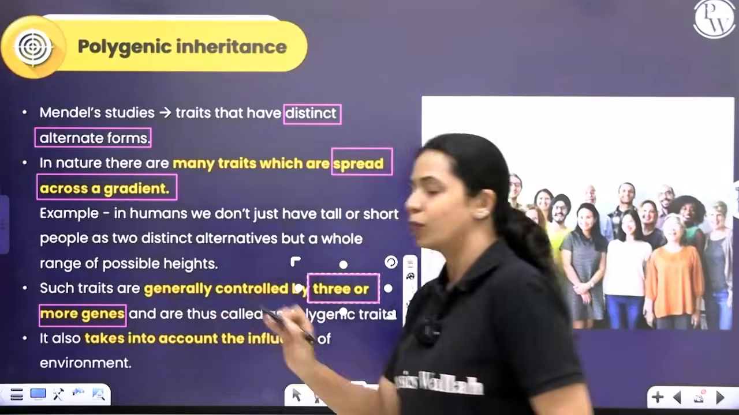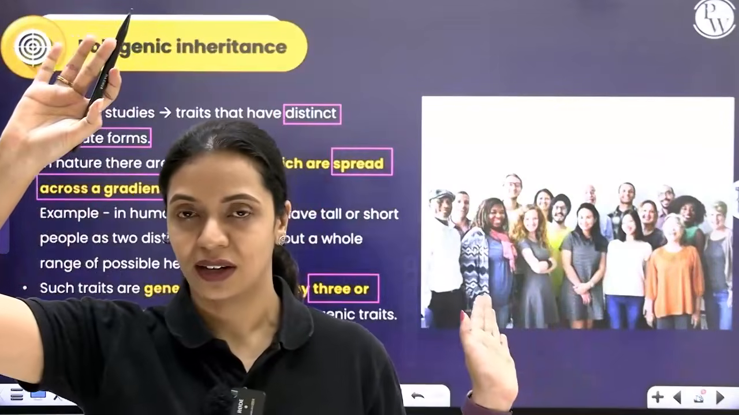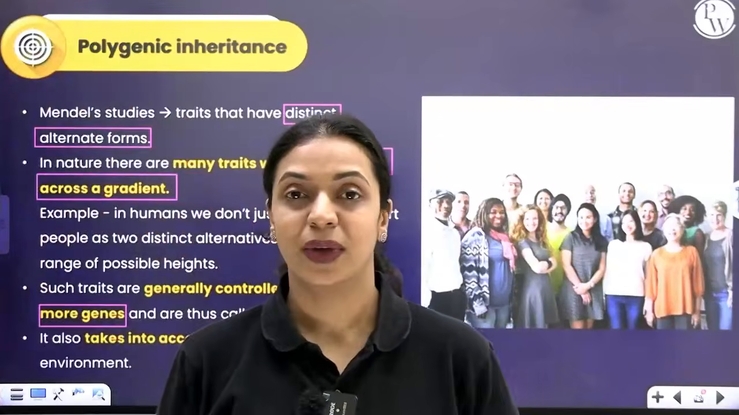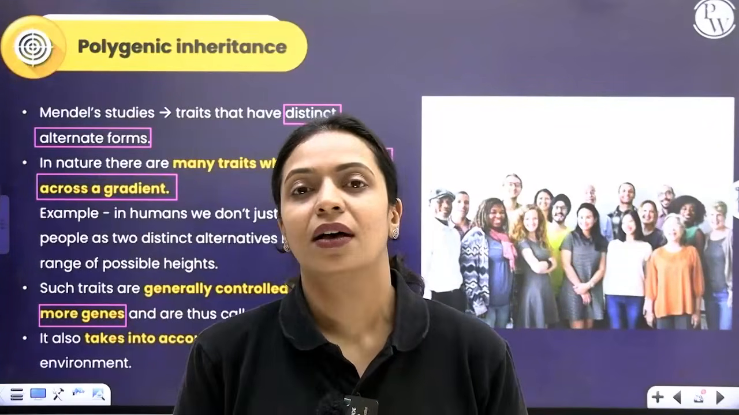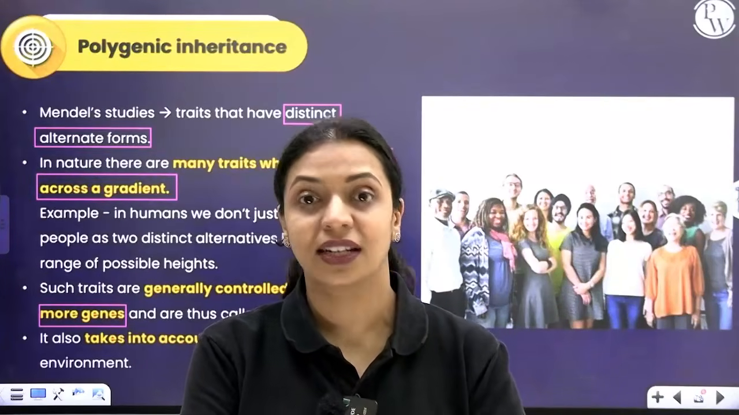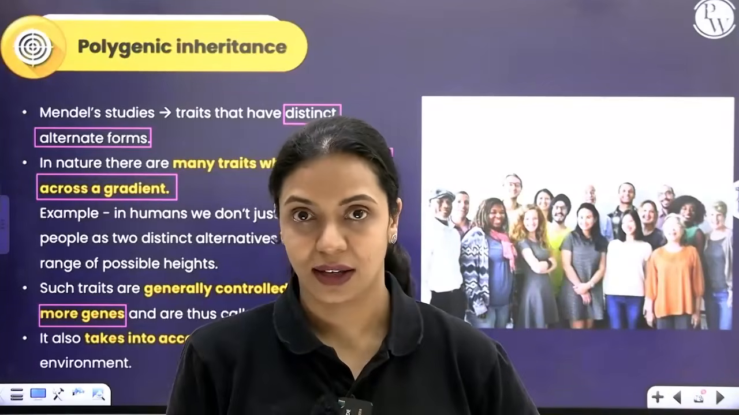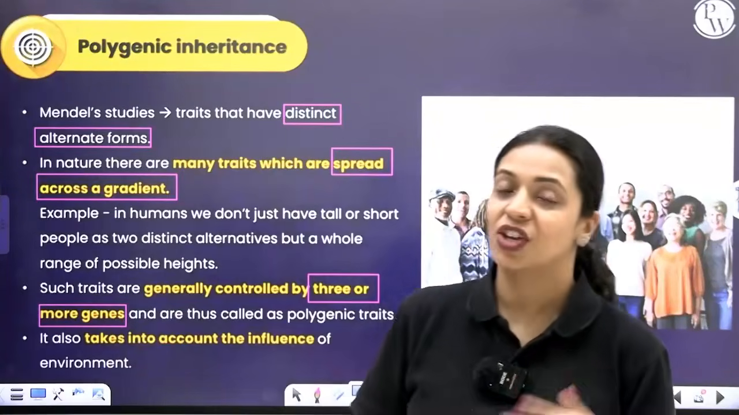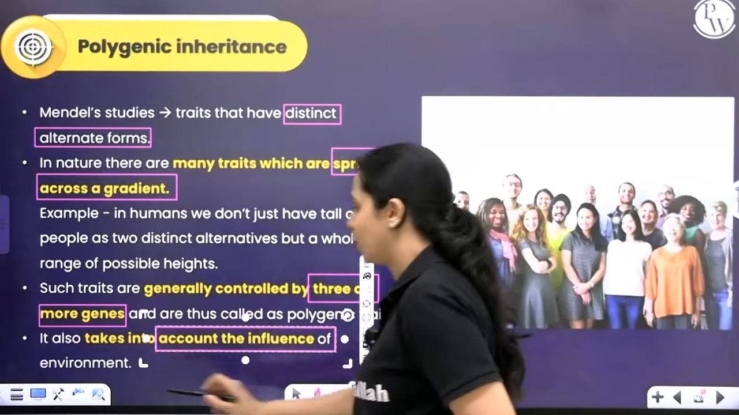Minimum 3 or more. Okay, I don't want you to get confused between multiple alleles and polygenic inheritance. Multiple alleles is when one gene has more than 2 alternating forms. Polygenic inheritance is when one character is controlled by more than 2 genes. Alright. So generally polygenic inheritance takes into account the influence of environment as well.